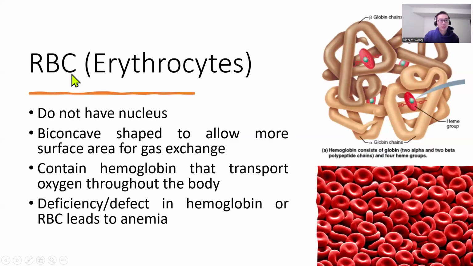Red blood cells or RBC. The fancy name for RBC is erythrocytes. Right? So cytes means cells in Latin, and erythro is red. So erythrocytes. They do not have a nucleus, right? Even though they are part of us and we're eukaryotic organisms, they don't have a nucleus, and that allows them to have a biconcave shape, which increases the surface area.